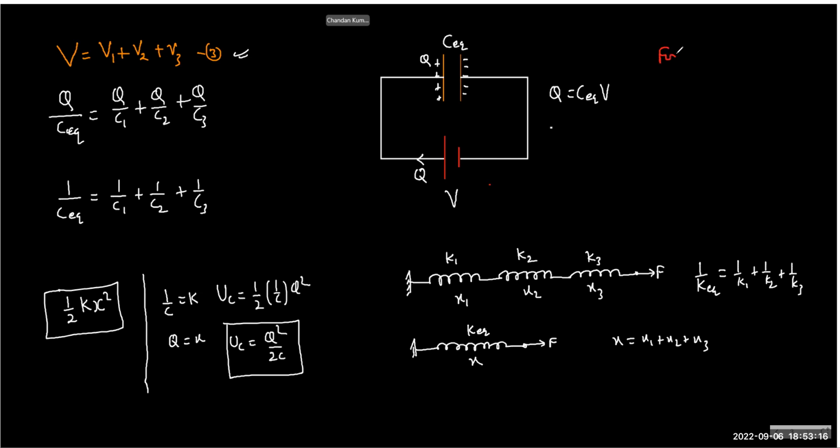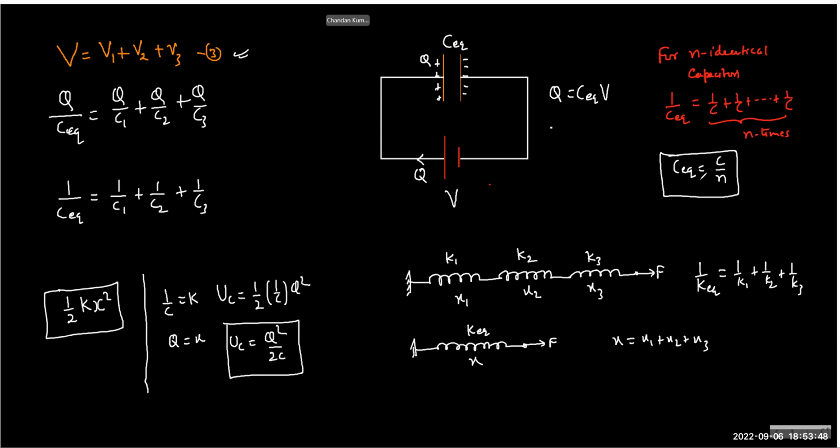For n identical capacitors, if all capacitors are identical and connected in series, you can add 1 by C, 1 by C, 1 by C, let's say n times, right? So what will be the C equivalent? And this gives you some idea. What idea does it give you? The equivalent is going to be very small or very large?